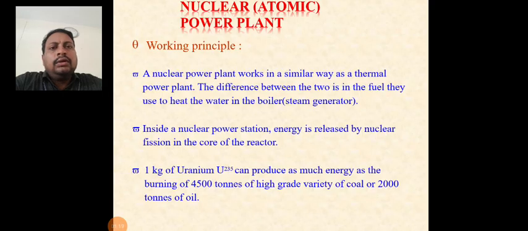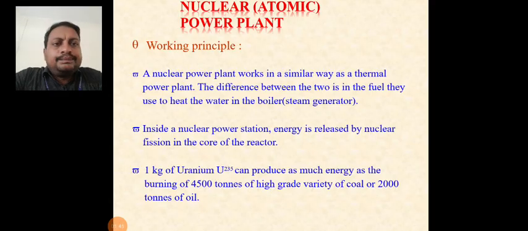Here the heat developed in the nuclear power plant comes from the nuclear reaction taking place in the nuclear reactor. Whereas in the thermal power plant, burning of the coal takes place in the boiler, and then heat will be liberated. The hot flue gases will be passing through the tubes. The water will be absorbing the heat, and the water will be converted into steam. That superheated steam goes to the turbine, and then the turbine starts rotating.